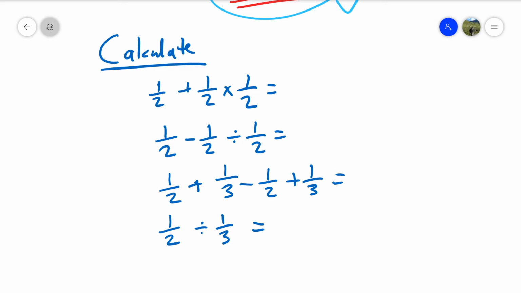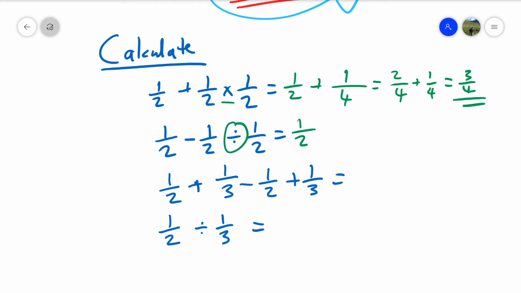And my answers are, well, I'm going to do this carefully. I've got half plus a half times a half, so that's 1, and then on the bottom 2 times 2 makes 4. I'm going to make that into 2 over 4 by timesing the top and bottom by 2. That's a quarter, so that's 3/4. This one, if it's a divide, you can always turn it into 1 minus a half times 2 over 1. Because remember, if you flip the fraction, you change it from divide to times.